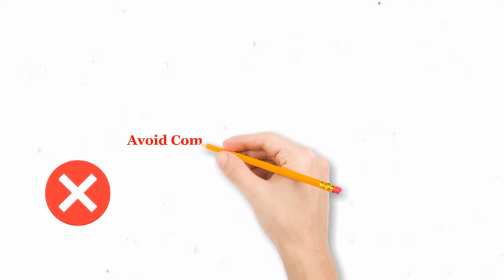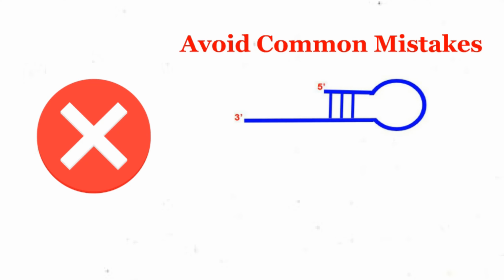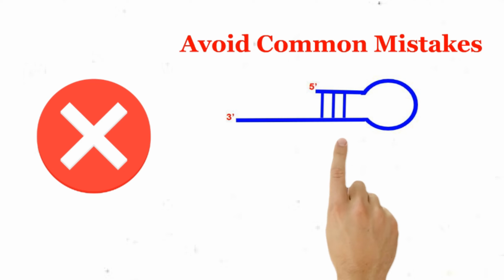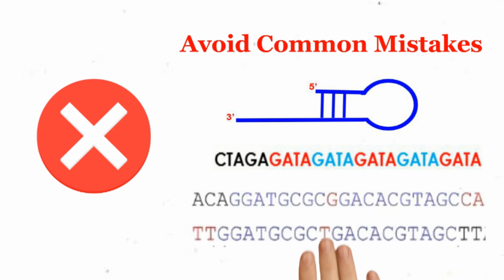Now let's talk about common mistakes to avoid in primer design. Avoid self-complementarity, which can cause primers to bind to themselves, creating structures called dimers. Also, avoid repetitive sequences like long runs of the same base, as these can lead to unstable binding. Finally, make sure there's no overlap between your forward and reverse primers, as this can lead to unintended primer-dimer formation.